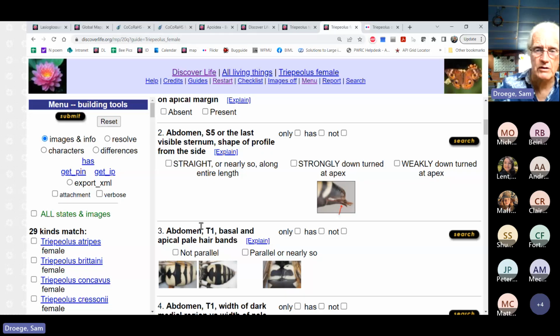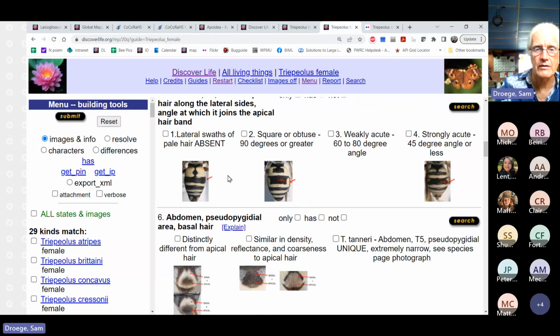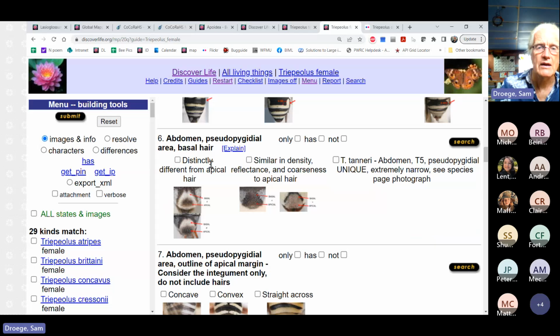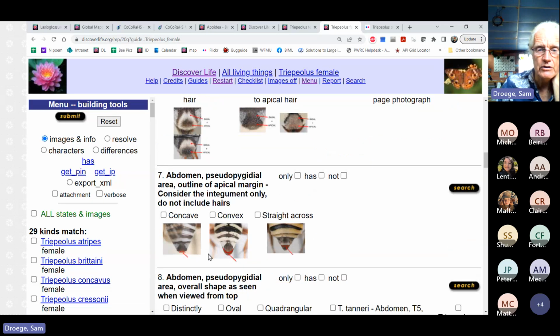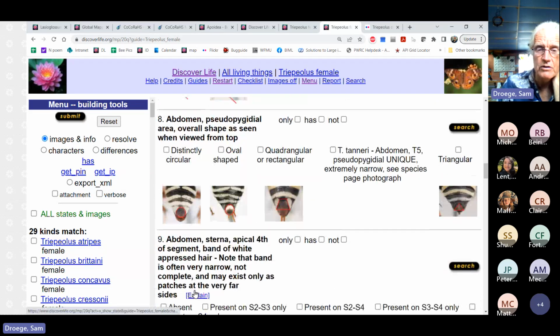So we talked about the downturned ones and the parallel and the width and the swaths on the sides. So this is a tricky one. Here, abdomen, pseudopygidial area, basal hair. So the pseudopygidial area, these things are the pseudopygidial areas. You'll see another character here further down, which is the shape. So we can look at that a little bit because we'll be seeing these too.